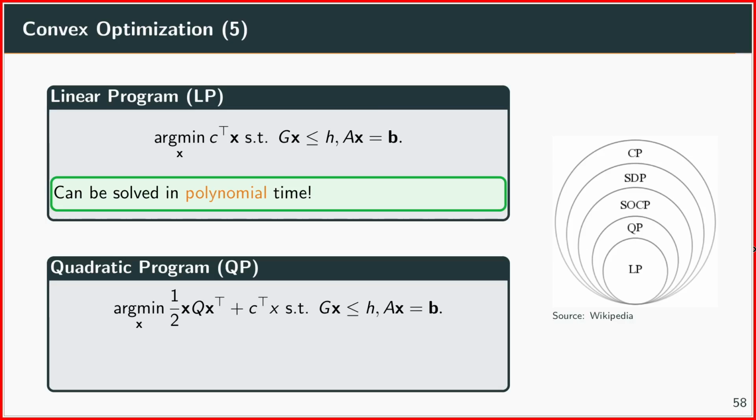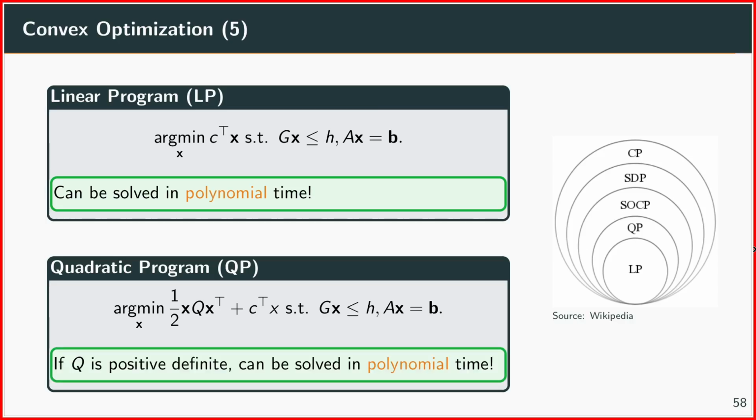And this is actually interesting because a linear program can be solved in polynomial time. So this is something which you can solve super efficiently. And a quadratic program is also interesting because if Q, this matrix here, is positive definite, and I think also when it's positive semi-definite, then it can also be solved in polynomial time. So whenever you can actually find a convex problem, that is pretty good, but if you can even find a linear program or quadratic program, then this is much better because now you are actually sure that you can solve it in polynomial time.